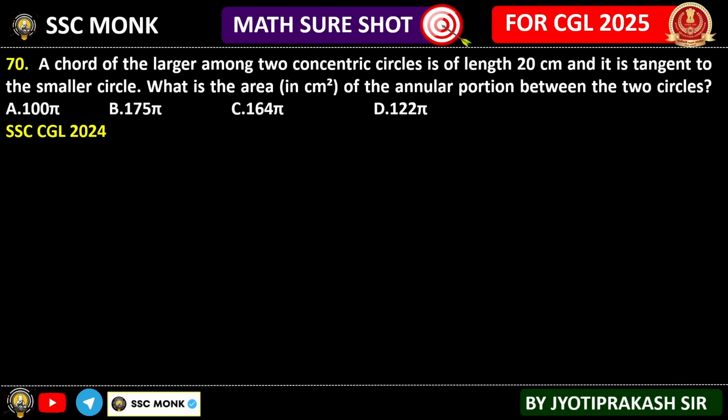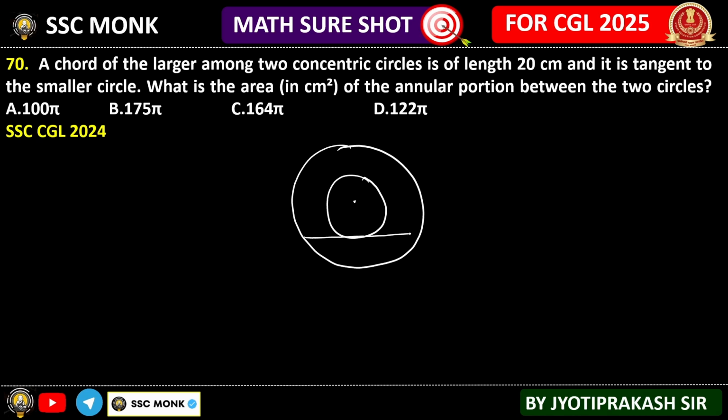Next, a chord of larger among two concentric circles is of length 20 centimeter and it is tangent to the smaller circle. What is the area of the annular portion between two circles? So let's say this is one circle, concentric, that means same center. This is smaller center. It is saying the chord of this larger circle is tangent to this. Okay, chord length is 20 centimeters. So this point, this is 10. From this point, this is 10, and it is tangent to smaller. So what is the area in centimeter square of the annular portion between the two circles?